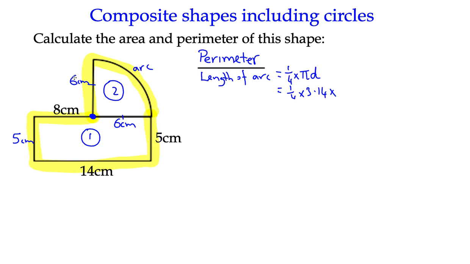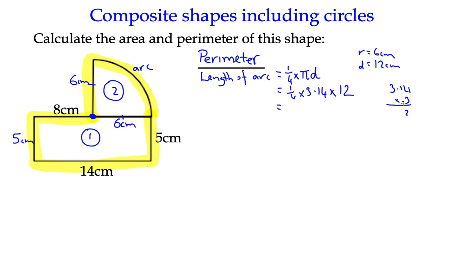The radius is 6, so d equals 12 centimeters. So I'm going to use 12. And if I do that calculation, you notice that a quarter times 12 is 3. So I could get the answer just by doing 3.14 times 3. You don't always have to jump to using your calculator.